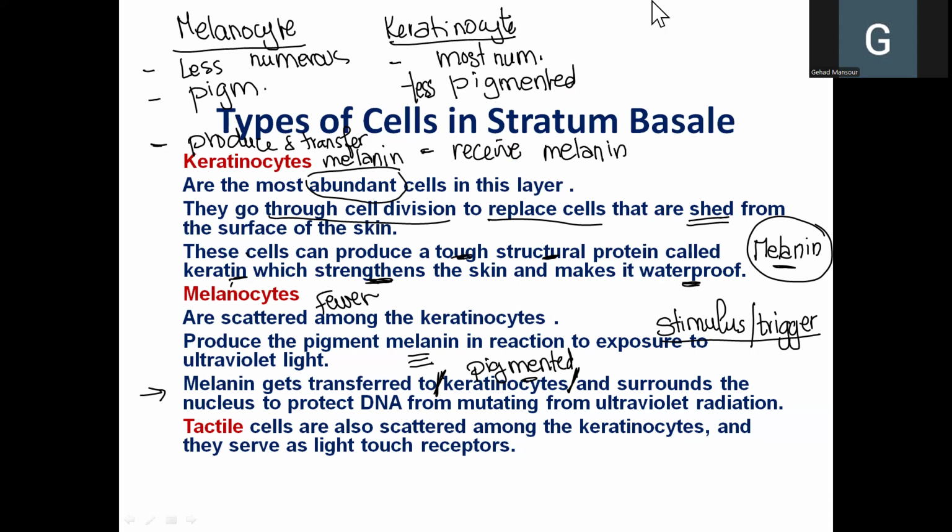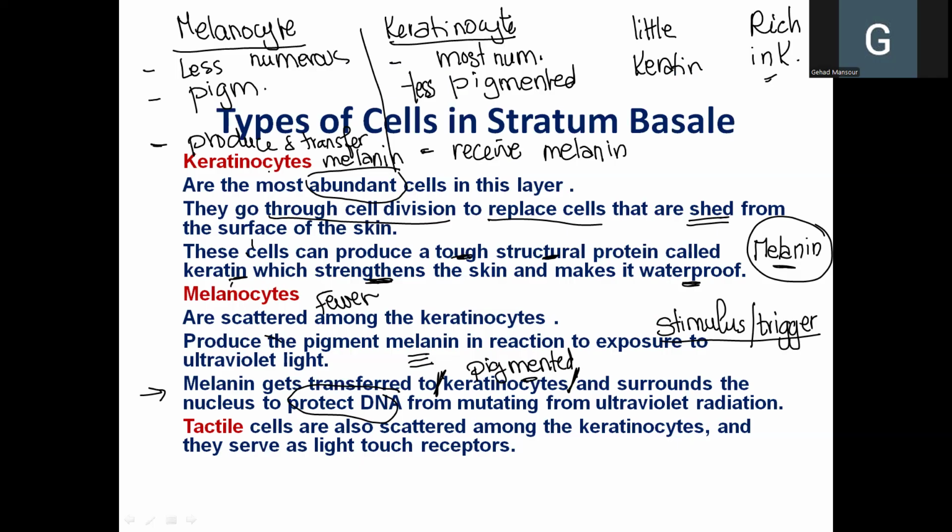And the fourth difference in this comparison is related to keratin. The melanocytes have very little keratin, a small amount of keratin, whereas the keratinocytes are rich in keratin. Here also we remind you of the role of melanin in protecting DNA from mutation and therefore from cancer.